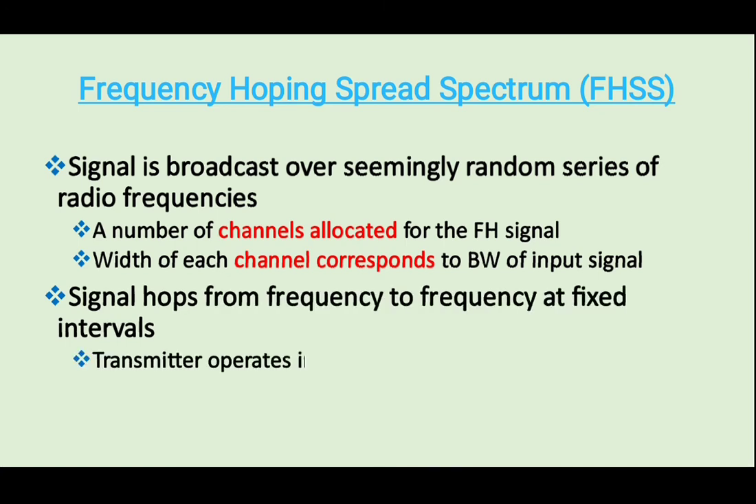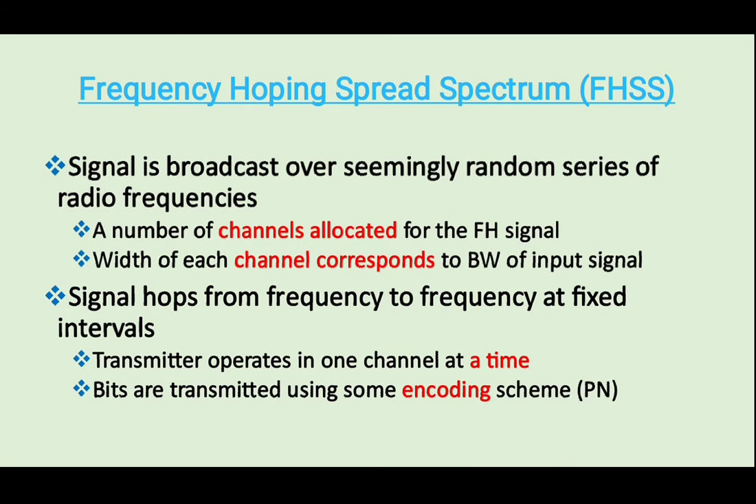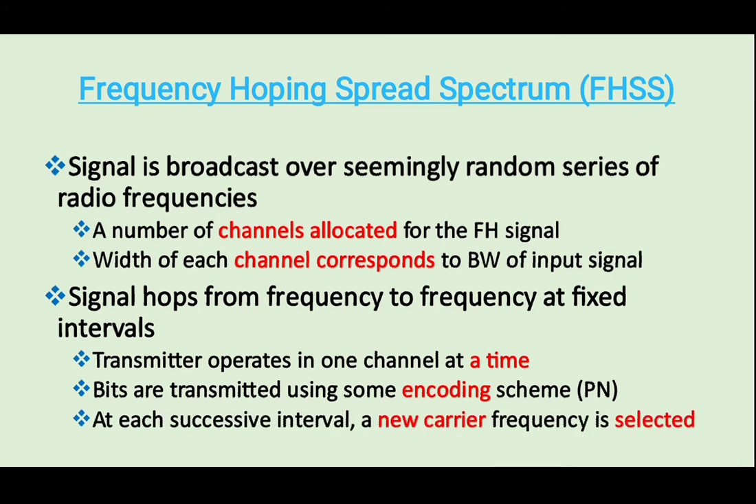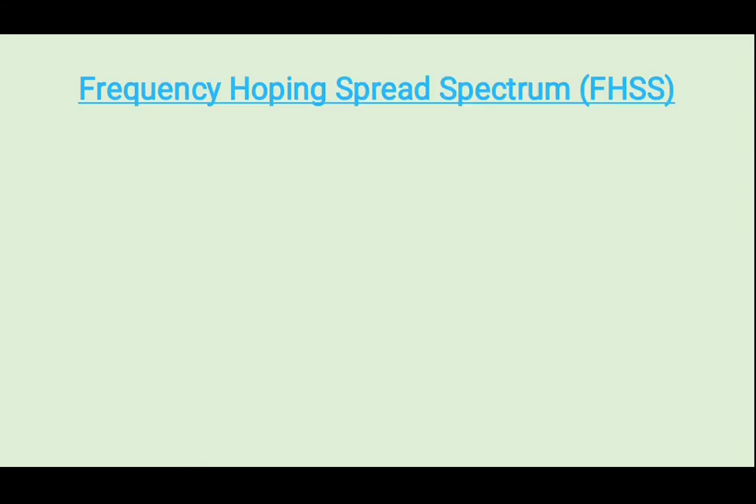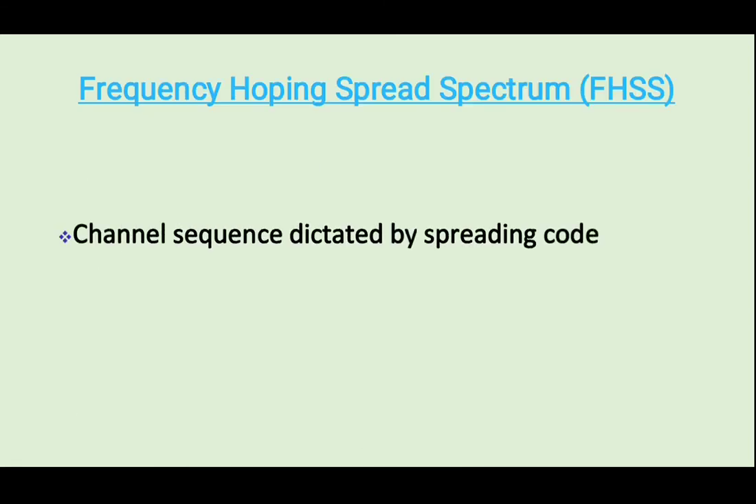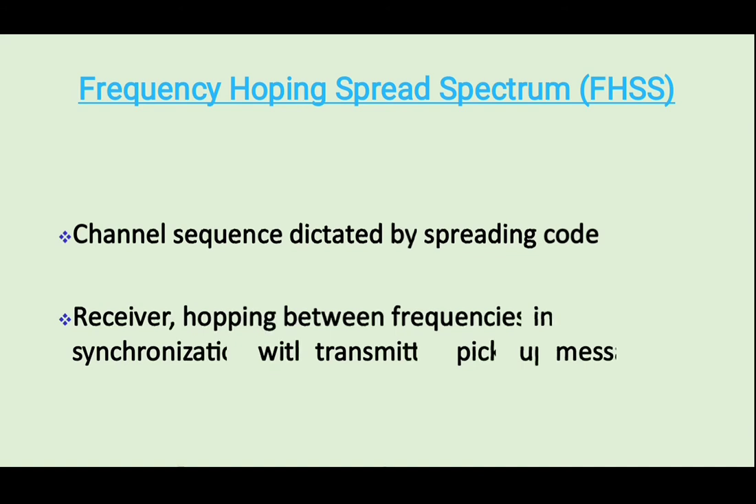The transmitter operates in one channel at a time. Bits are transmitted using some encoding scheme. At each successive interval, a new carrier frequency is selected. The channel sequence is dictated by the spreading code. The receiver, hopping between frequencies in synchronization with the transmitter, picks up the message.